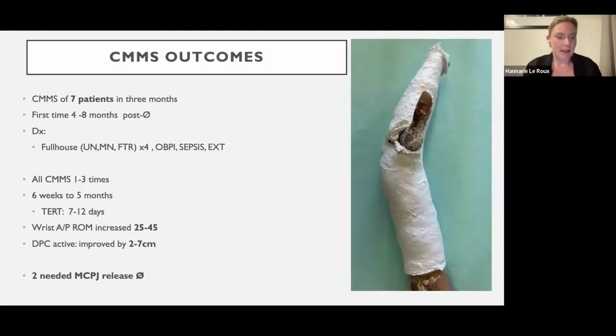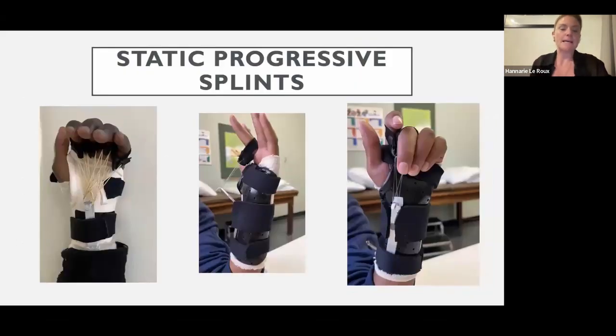Then our outcomes, just quick outcomes. We do 1 week, maybe a little more, 7 to 12 days. I generally try not to go over that. Our wrists improve by like 25 to 45 degrees of extension. Sometimes we only need 2, but 1 to 3 is enough. Two of these patients only needed MCP releases after, because they were stuck in hyperextension with capsular tightness. And after we've done that, for patients that have tight MCPJs, I put them in a static progressive splint.